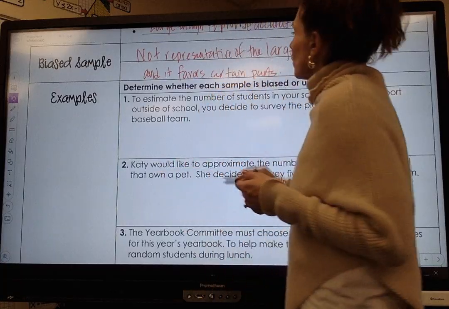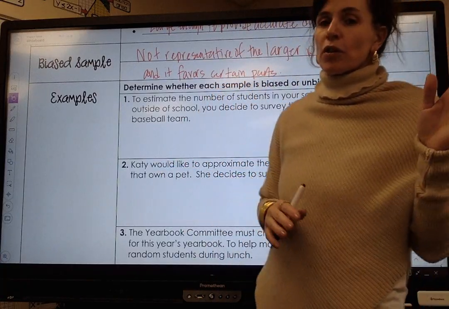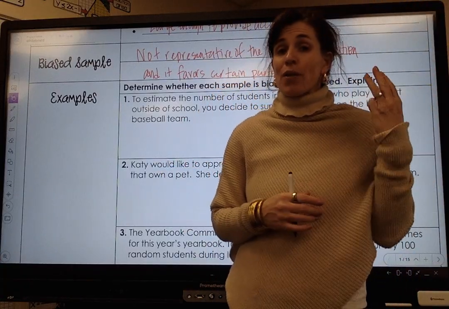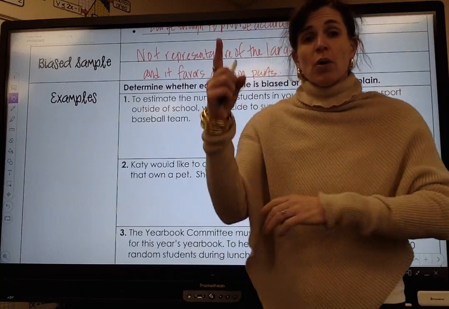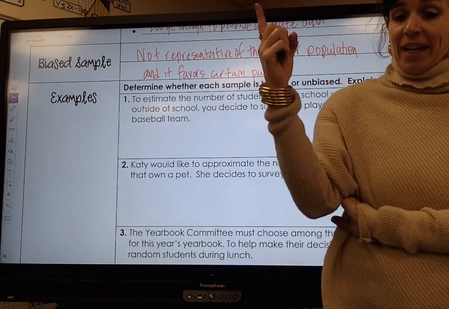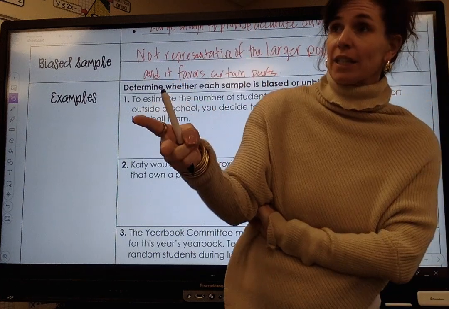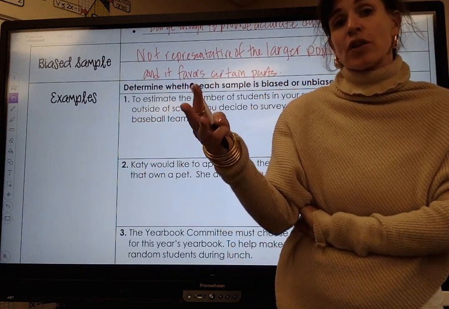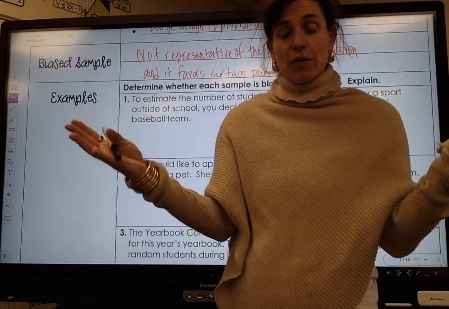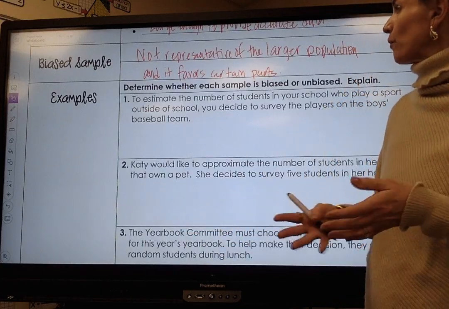Okay, so we're going to look at some examples and determine whether each is biased or unbiased, keeping in mind the three main things. What are we looking for? One, is it representative of the larger population? Two, is it selected at random? And three, is it large enough to provide data for the sample that we're looking for?